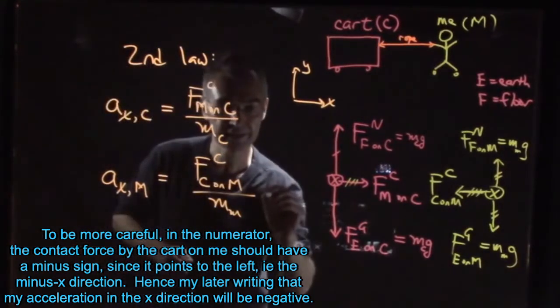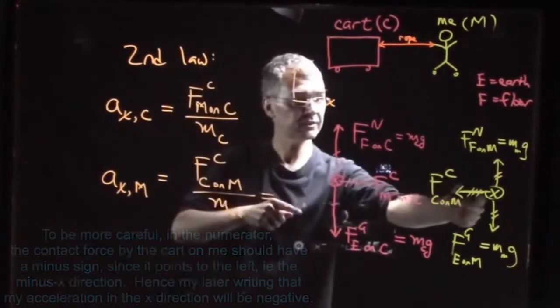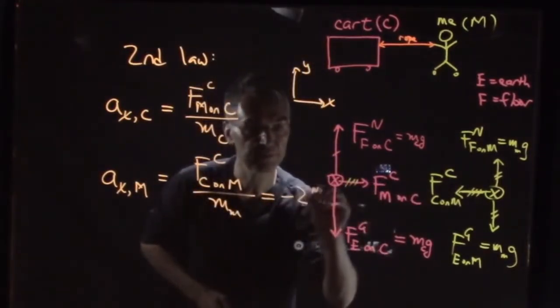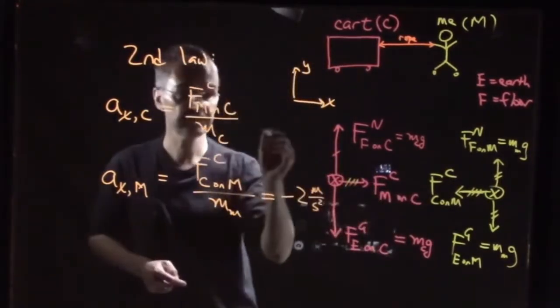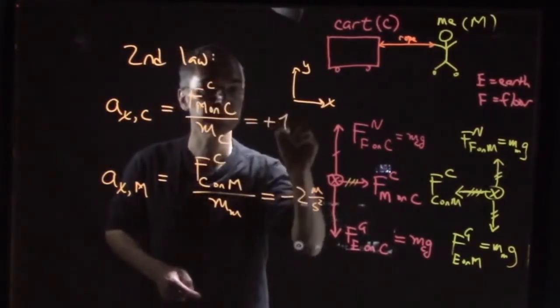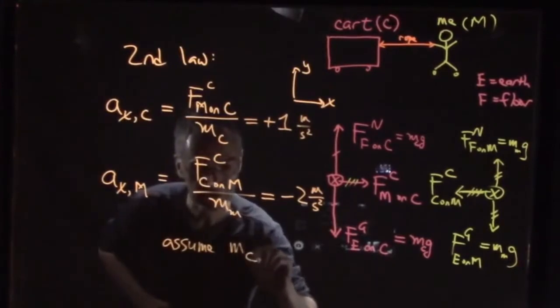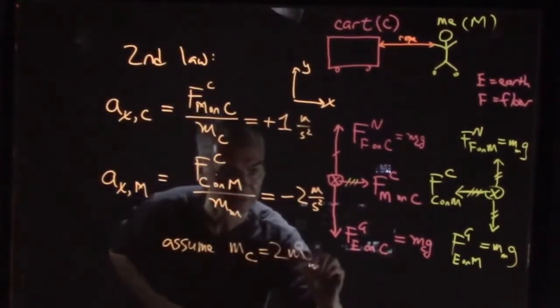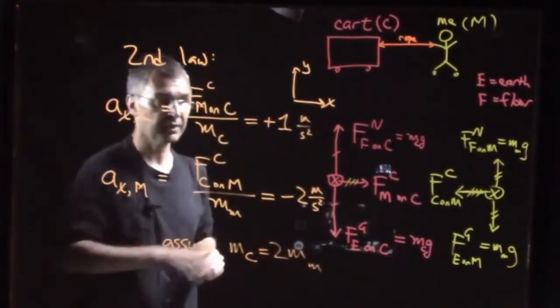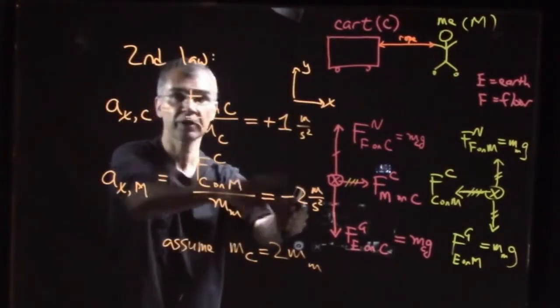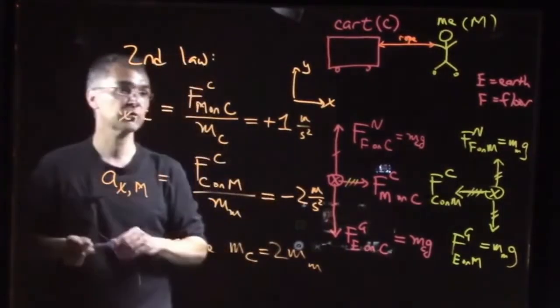Oh, by the way, I moved to the left, the cart's moving to the right. So let's say this is minus 2 meters per second squared. Then let's say this turned out to be plus 1 meter per second squared. This is assuming the mass of the cart is 2 times the mass of me. So if the mass of the cart is twice my mass, then if I accelerate toward the cart with, say, 2 meters per second squared, the cart's going to accelerate toward me with 1 meter per second squared.